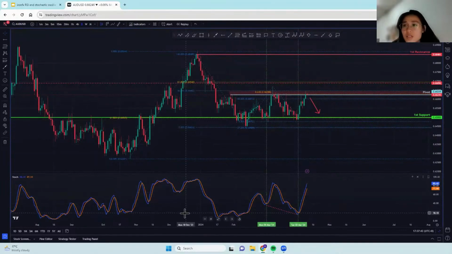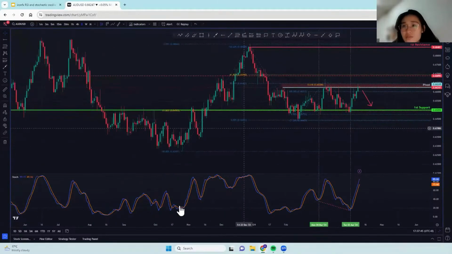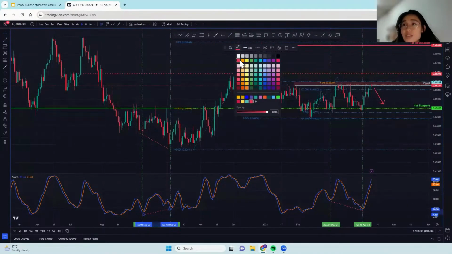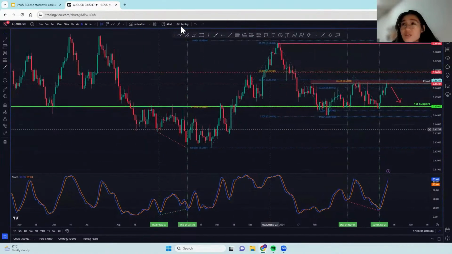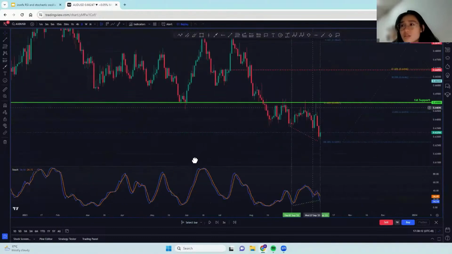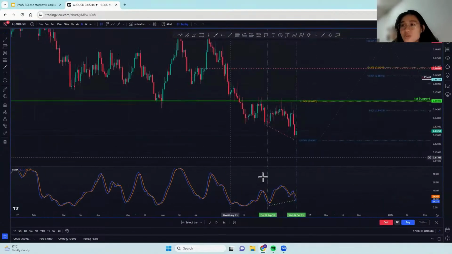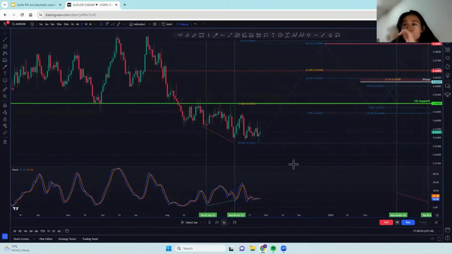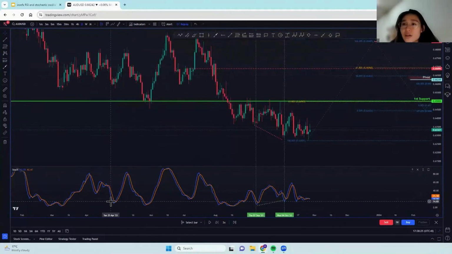I guess another example, let's see if we can find more divergences just from this chart alone. Price is making a lower low here, and here it's making a slightly higher low. You can see immediately after this, if we replay it, price proceeded to move in an uptrend after that. That's a pretty small example, but yeah.